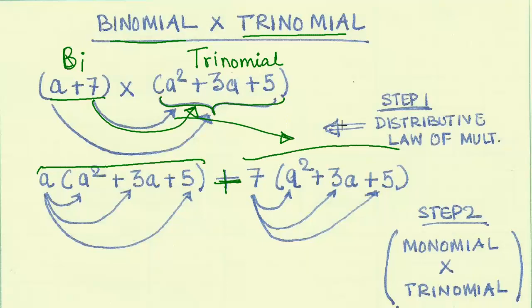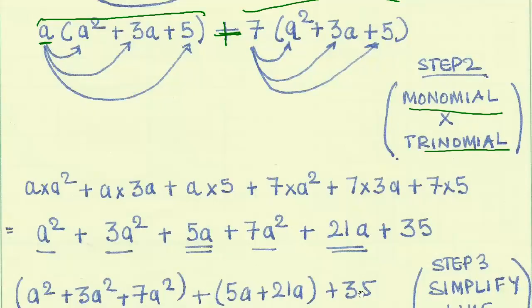So now, after doing this first step, what you see is that this problem has now been reduced to a monomial to be multiplied by a trinomial, right? So you have two such parts to solve. Okay, so step 2 now becomes monomial to be multiplied by a trinomial, and we proceed in the way as we did in examples earlier.